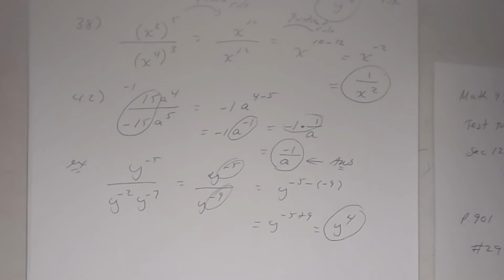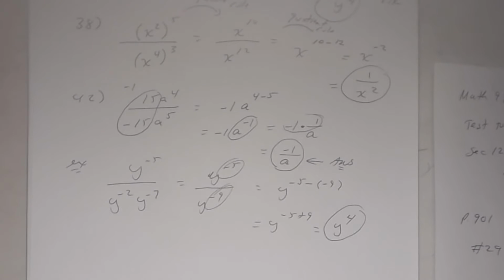Now, if you could remember that subtracting a negative 9 is the same thing as adding a positive 9, use your calculator. You calculate negative 5 subtract a negative 9 and enter. You'll get 4. Okay? So use your calculator if you need to.